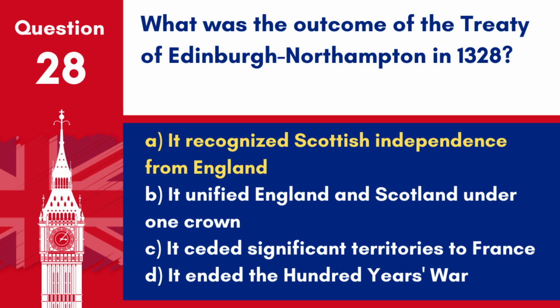Answer: A. It recognized Scottish independence from England. The Treaty of Edinburgh-Northampton in 1328 marked the end of the First War of Scottish Independence by recognising Scotland's independence from England and the sovereignty of Robert the Bruce as King of Scots.